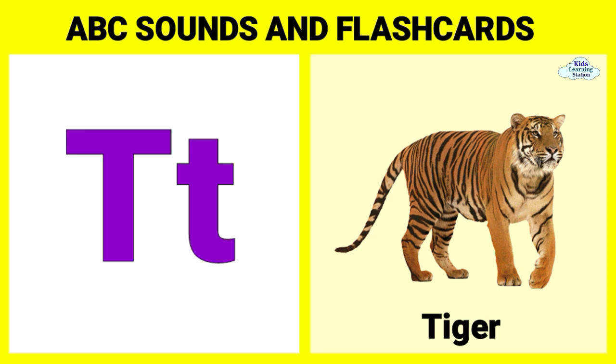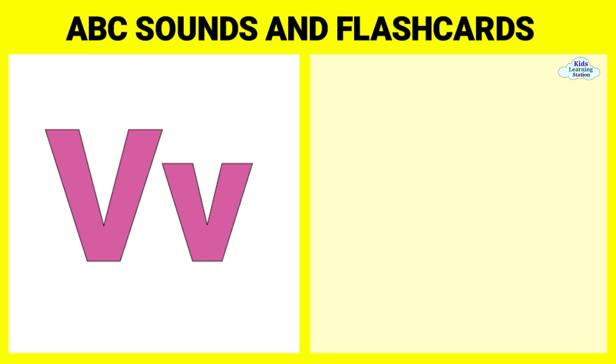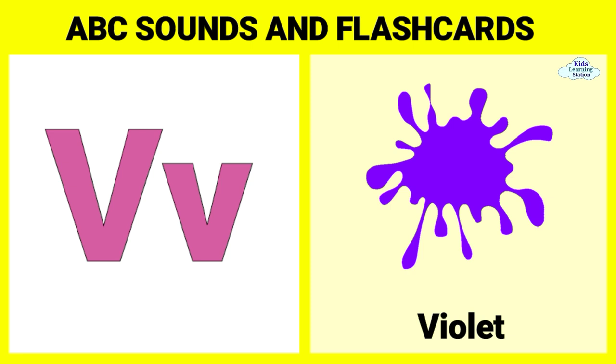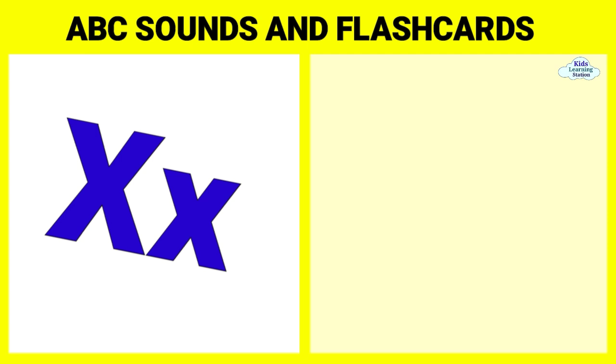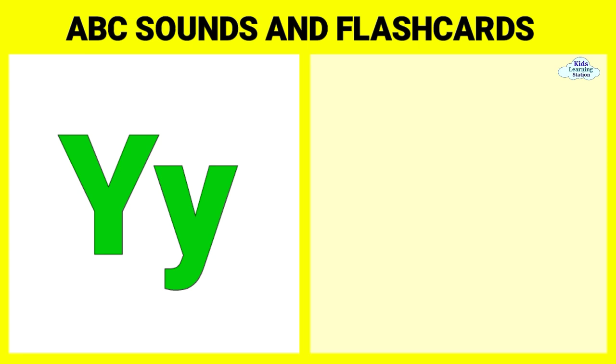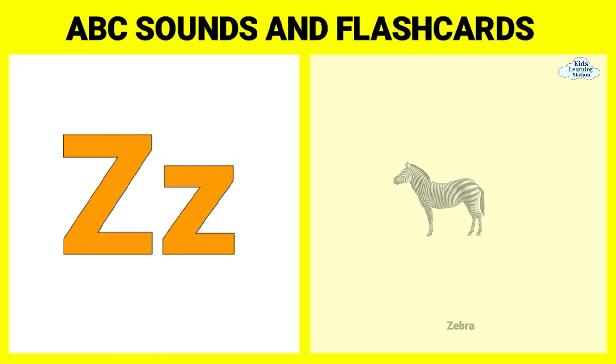U makes a, a, a, umbrella. Umbrella. V makes v, v, v, violet. Violet. W makes wa, wa, wa, watch. Watch. X makes s, s, s, xylophone. Xylophone. Y makes ya, ya, ya, yawn. Yawn. Z makes z, z, z, zebra. Zebra.